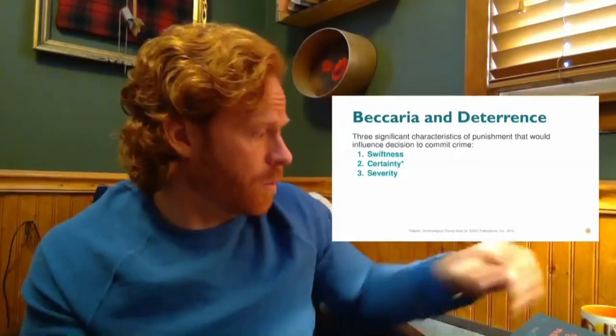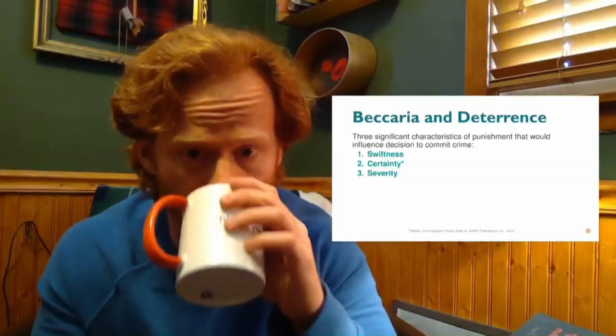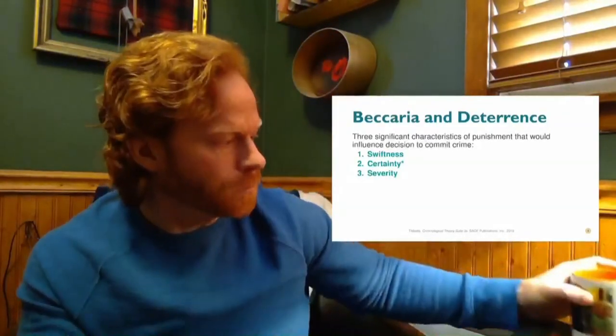There were three main elements that he felt needed to be present in whatever the punishment is, the sanction, which obviously changes over time, for it to actually influence whether or not somebody commits a crime. And, hopefully, influence somebody to not commit a crime. Swiftness, certainty, severity. The punishment needs to come quickly after the deviant act occurs.